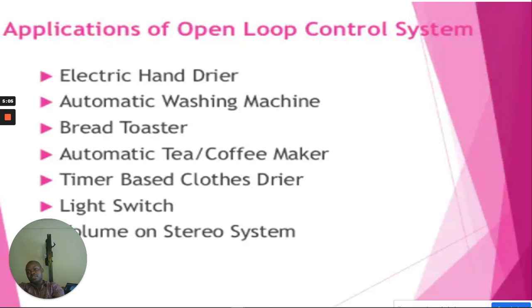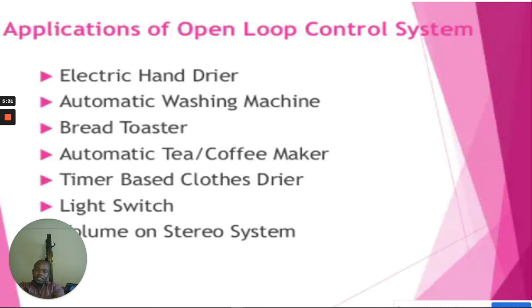So that means it doesn't consider whether your hands are dry or not. If you put your hands on a hand dryer and they are completely dry, still the hand dryer will blow the hot air, intending to dry the hands as much as they are dry. So that's one example of an open loop control system, whereby the output is independent of the input.